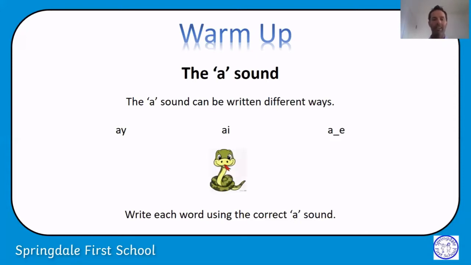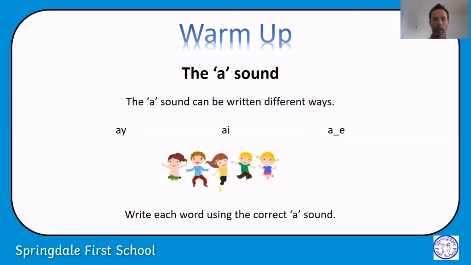So the first word is snake. The snake slithered across the grass. What are those sounds? Snake. See if you can write down the word snake for me. Well done. Let's have a look at the next one. Play. The children like to play at lunchtime. Play. Write the word play for me. Well done.